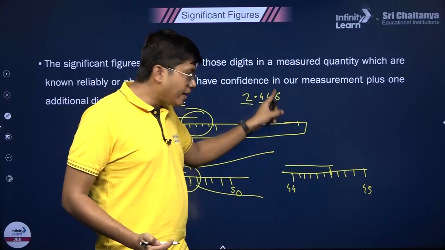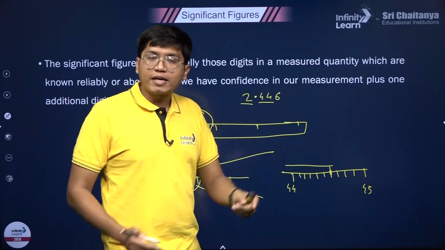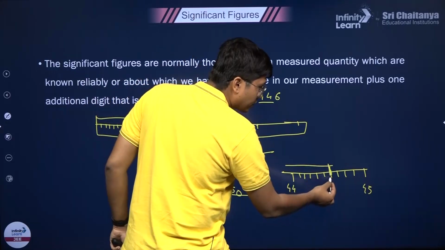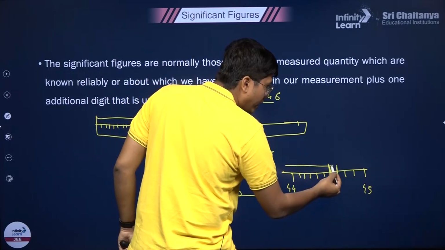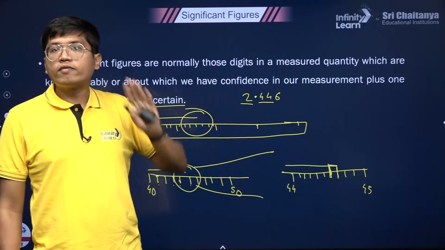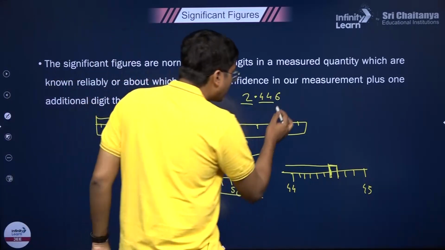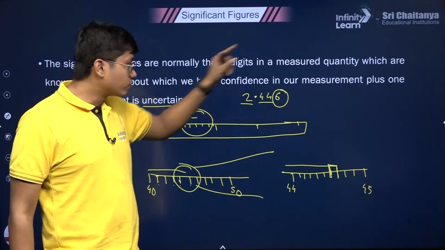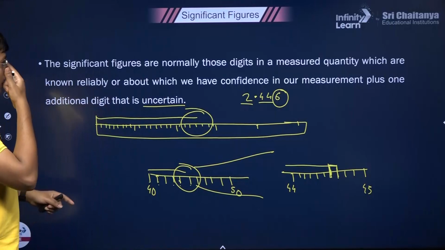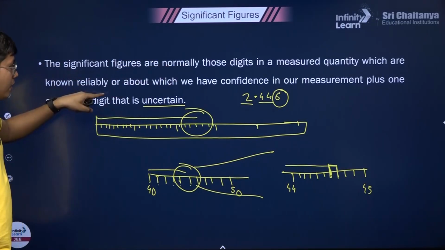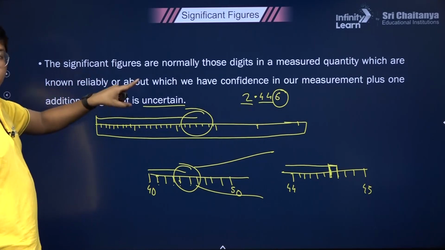But as soon as I end with the digit, I am claiming that that is what the length is. But you see, that is not what the length is. There is an uncertainty. It could be anywhere between 6 and 7. I could have written it as 6 or I could have written it as 7. So this becomes the uncertain digit. Everything else is certain. That is what is said over here: significant figures are those digits in a measured quantity which are known reliably, or about which we have confidence in our measurement.